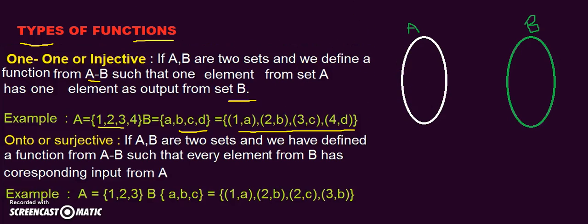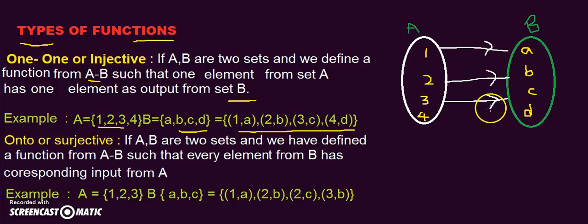Set A has the elements 1, 2, 3 and 4, and set B has the elements A, B, C and D. Now we have defined a function from A to B such that 1 goes to A, 2 goes to B, 3 goes to C, and 4 goes to D.